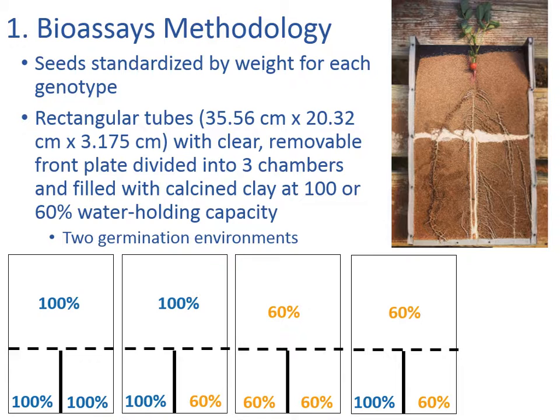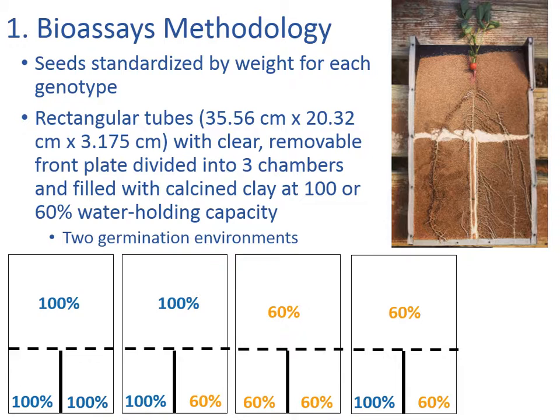And we planted them in these rectangular tubes with a clear removable front plate that were all divided into 3 separate chambers, and each of those chambers was able to have a different amount of water in them. An example of one of these tubes is shown here up on the upper right-hand corner. Each one of those chambers either had 100 or 60% of the water holding capacity of the growing medium. And this gave us 4 different tube types.